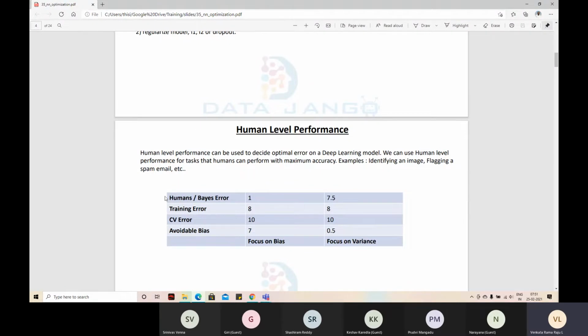See here. Suppose that there is a person identification model. You show a picture to the camera, and it needs to identify the person. Human beings can do it very well.